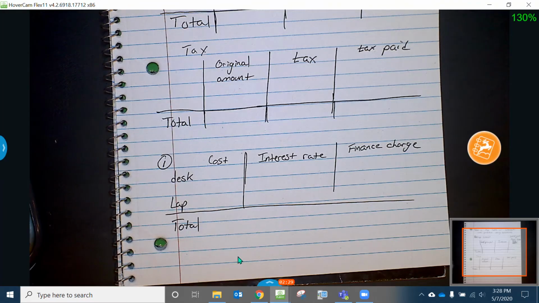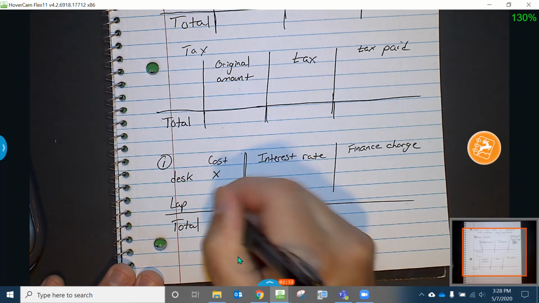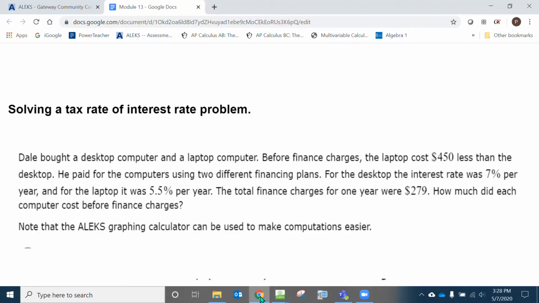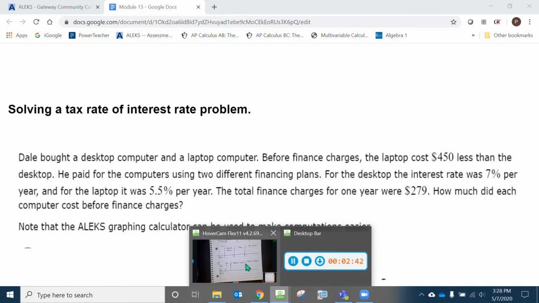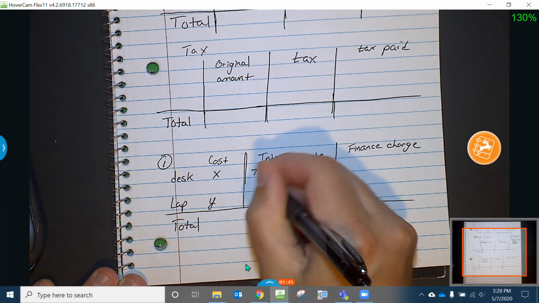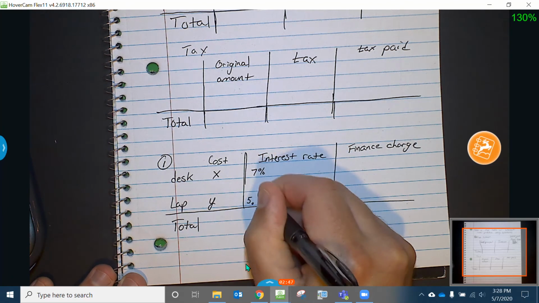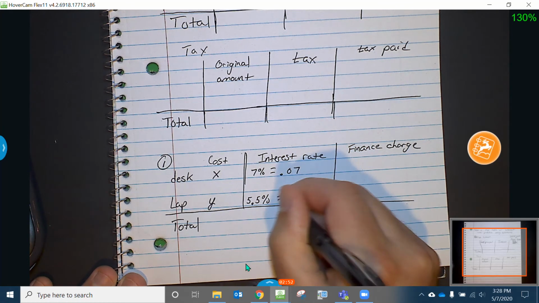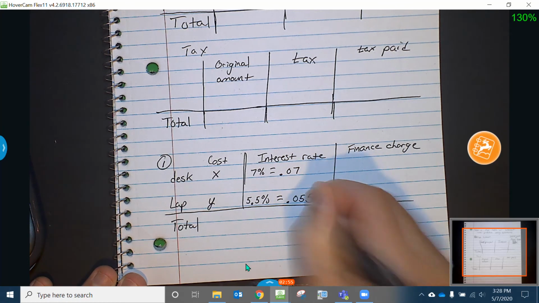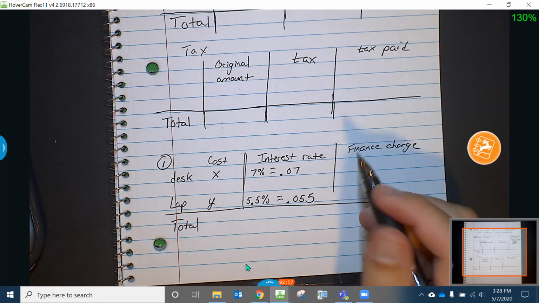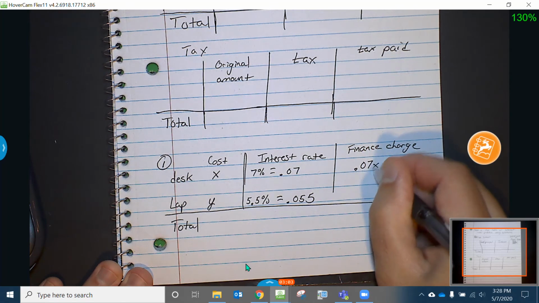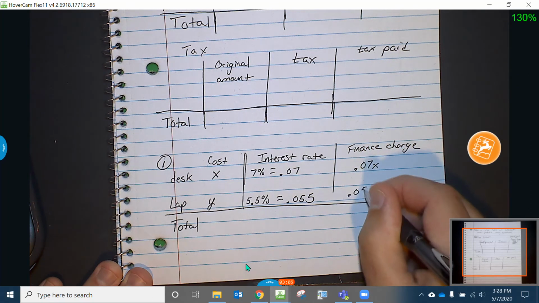So the original cost, I'm going to call desktop my x, laptop my y. The interest rate for the desktop was 7%, the laptop 5.5%, but we have to change those to decimals. Okay, so the finance charge is the cost times the interest. So here we have 0.07x, and here we have 0.055y.